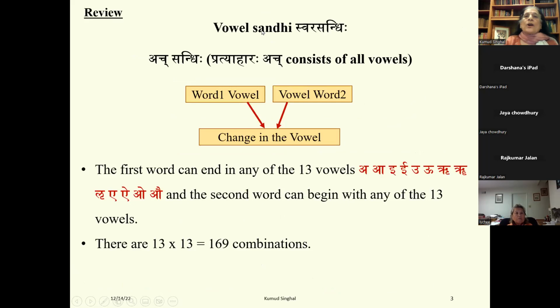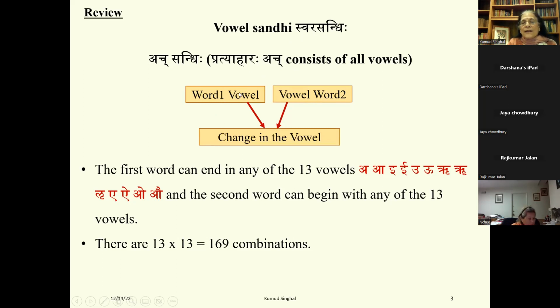So now we are going to talk about vowel sandhi. Vowel sandhi is also called swara sandhi. Swara is for vowel. It is also called ach sandhi. As you recall, the pratyahara ach consists of all the vowels. So in an external sandhi, you have a word 1 which ends in a vowel and a word 2 which begins in a vowel. So there is a change in the vowel.